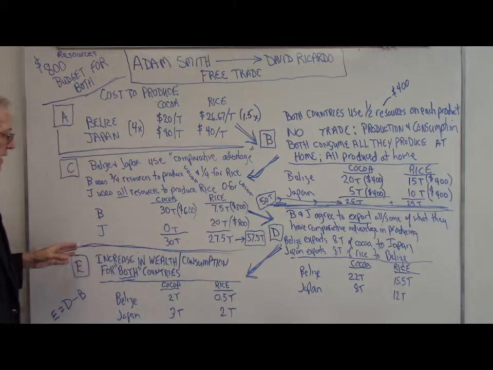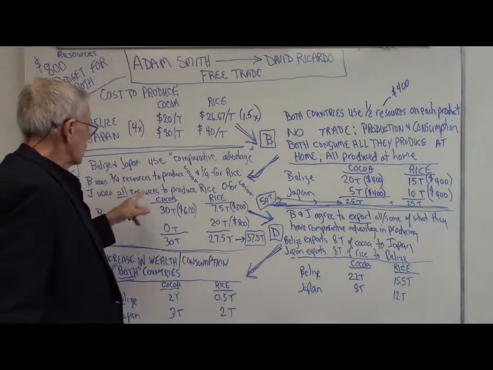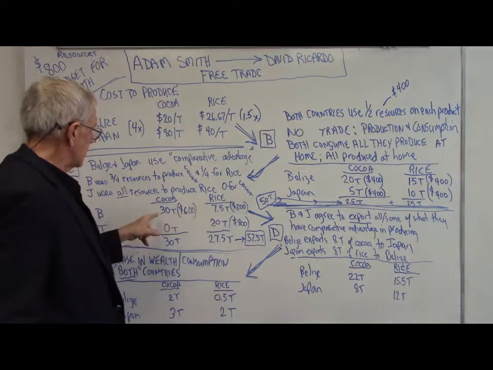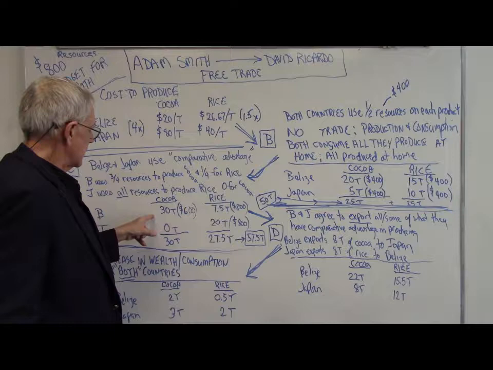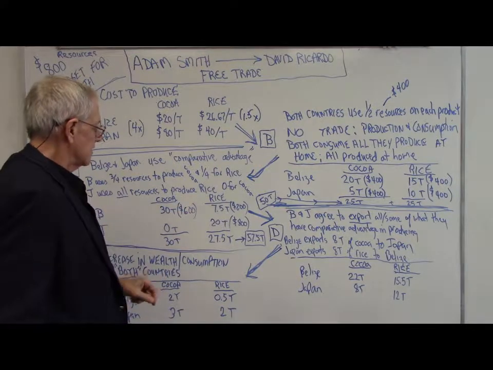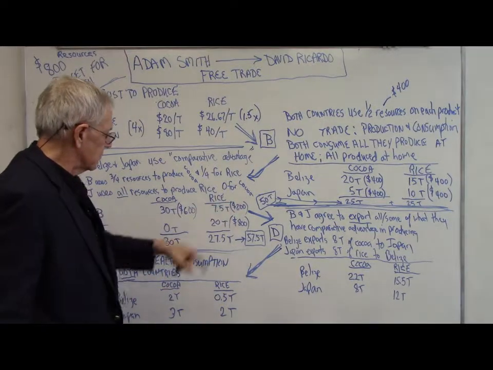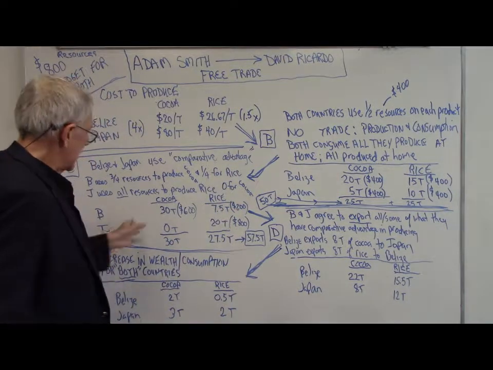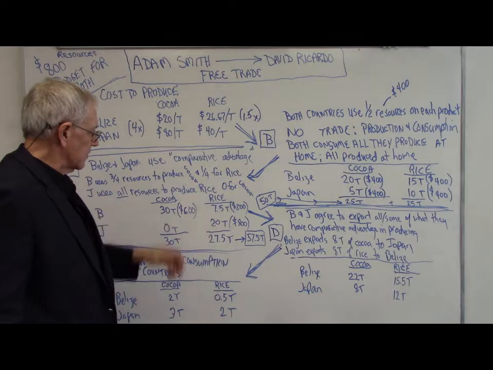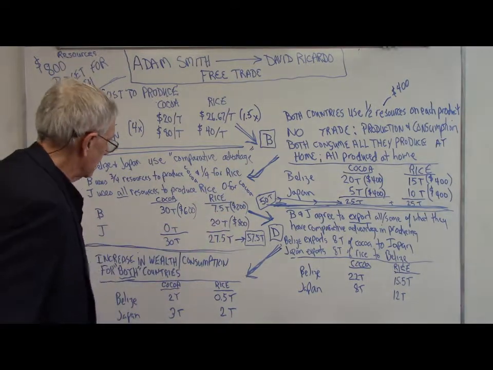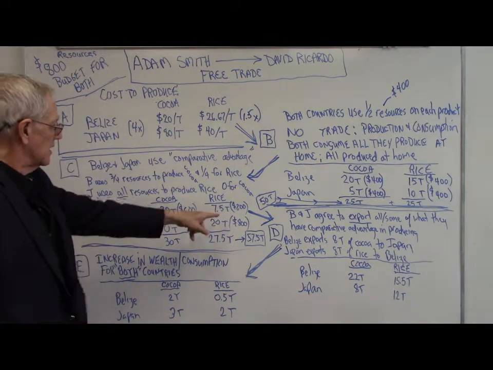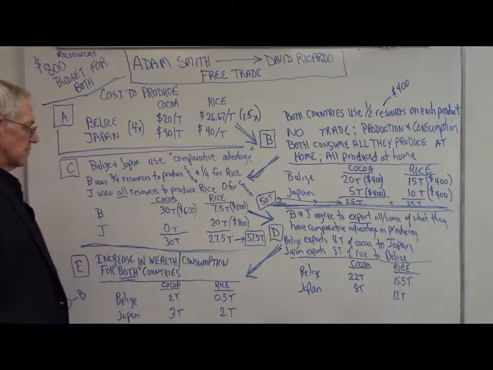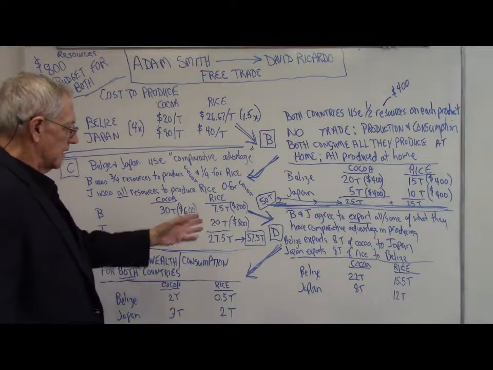Okay, so that means if Belize is going to use 3/4 of 800, which is 600, the other quarter must go to rice. So Belize ends up doing 30 tons of cocoa and 7.5 tons of rice. You can see that's 3/4 of 800, that's 1/4 of 800. And Japan isn't going to do any cocoa, and they're only going to produce rice. So that's $800 worth of using this cost structure up here, both parties. They can produce 20 tons of rice for $800.